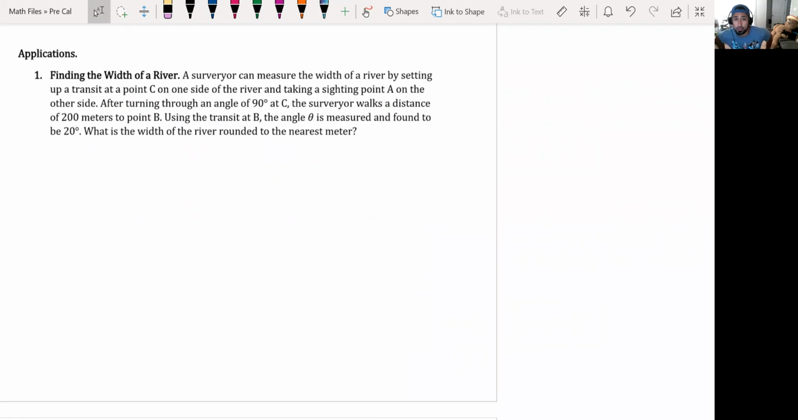Finding the width of a river. A surveyor can measure the width of a river by setting up a transit at point C on one side of the river and taking a sighting point A on the other side. After turning through an angle of 90 degrees at C, the surveyor walks a distance of 200 meters to point B. Using the transit at B, the angle theta is measured and found to be 20 degrees. What is the width of the river rounded to the nearest meter?